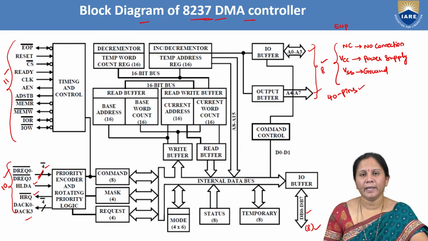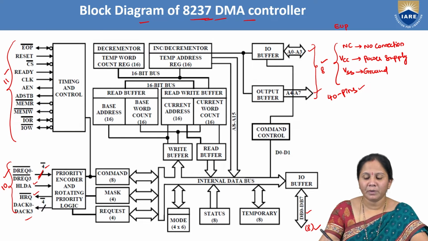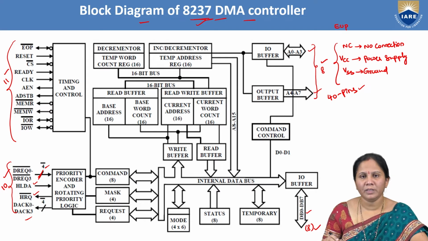And one more thing is, in 8257 DMA controller, the data transfer can be performed between the peripheral devices and main memory. Whereas in this 8237 DMA controller, along with that feature, we also have memory to memory data transfer. That memory to memory data transfer is there only in this 8237 DMA controller.